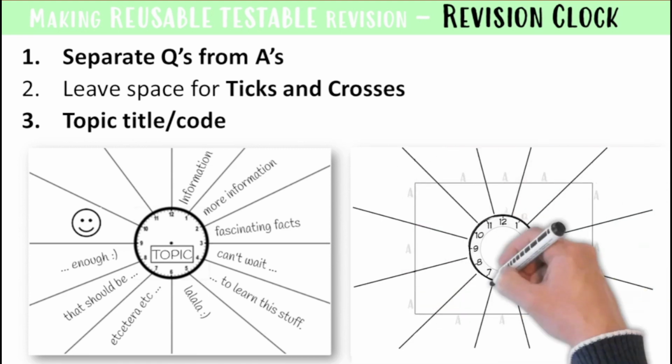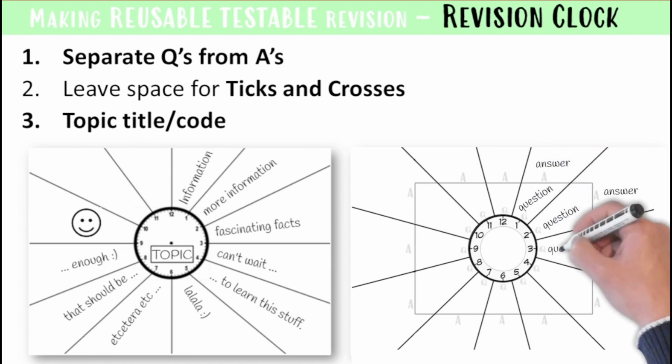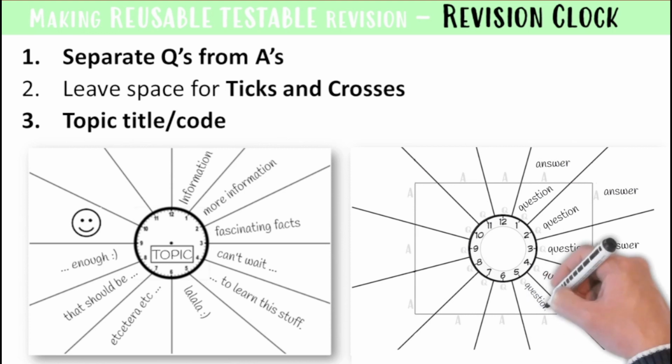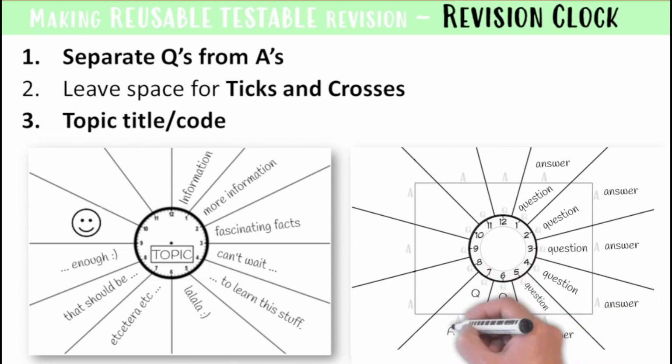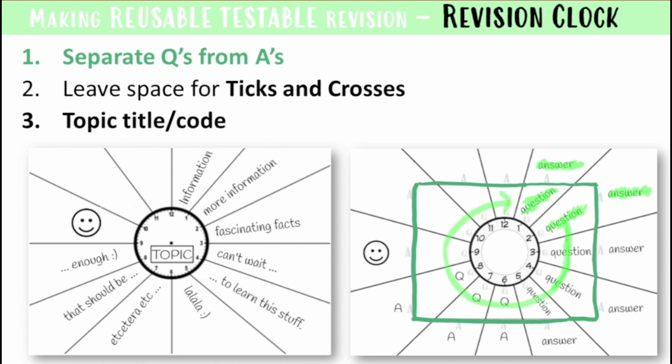We're going to draw the centre bit like normal, but as you can see, I've drawn a box around, and so now I've got my questions on the inside of the box and all my answers around the outside. So I've separated my questions from my answers there. There's the box I've drawn. That's the important part, to write your question on the inside, the answer on the outside. And now we've separated them.